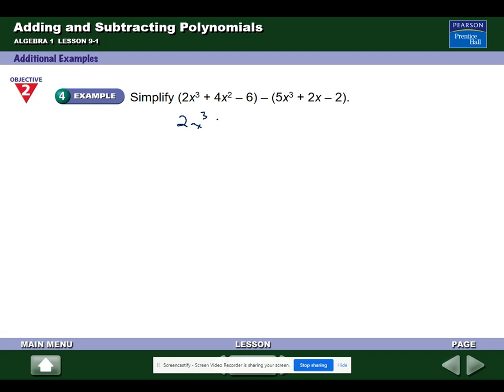2x to the third plus 4x squared minus 6. And then this minus means that as you're subtracting each one of these terms, you're subtracting 5x to the third, you're subtracting 2x, you're subtracting negative 2. Now you should have heard something there. It's minus negative 2. It's going to change every sign in those parentheses. So 5x to the third becomes negative 5x to the third, minus 2x, and minus negative 2 would be plus 2. Okay? Some teachers will say that it's like distributing the negative, and I like that. That's a good way to think of it. You're distributing the negative, so it changes all those terms.